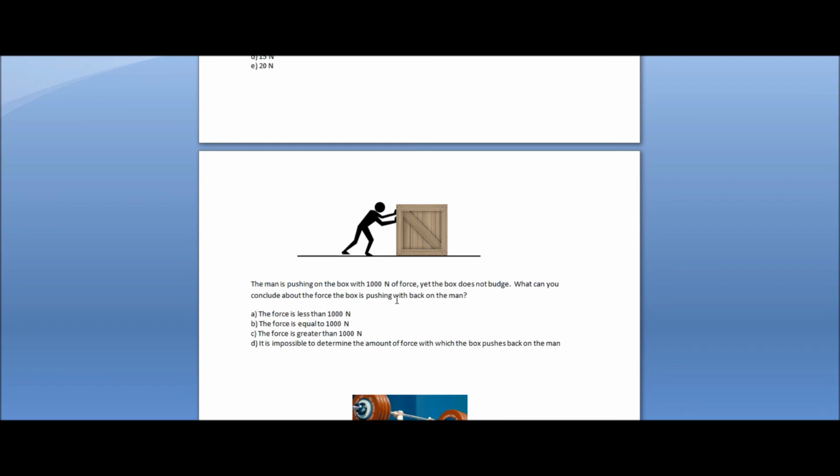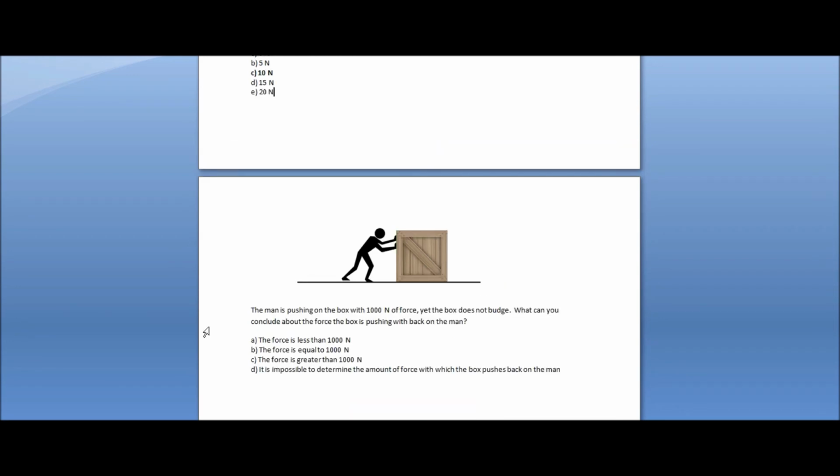Okay, let's do another question, see if we can get to understand what's going on. So here we've got a guy pushing on a box with 1,000 newtons of force, and the box is not moving. So what can we say about the force the box is pushing back on the man with? So if he's pushing with 1,000 newtons, then Newton's third law says that the box is going to push back with 1,000 newtons. This seems like a pretty easy question.